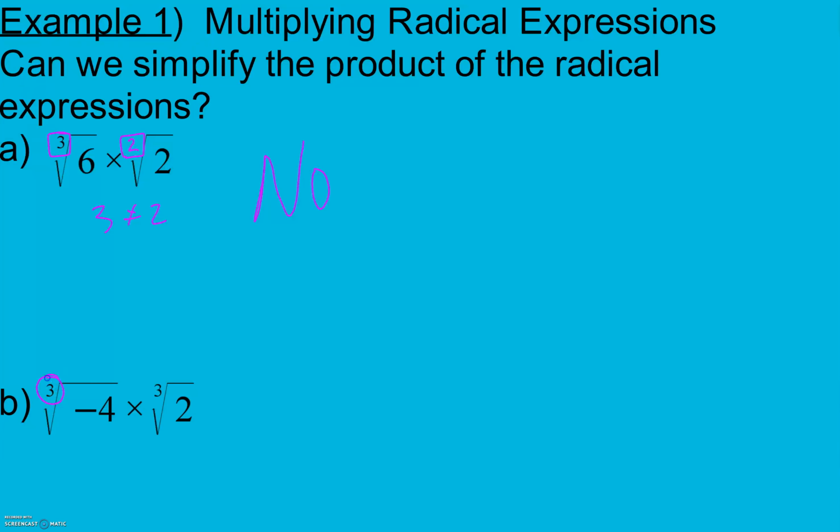If I look at B though, I have a 3 for my index and a 3 for my index. Since I'm taking the cubed root of both, I can go ahead and simplify this. I'm going to rewrite it with one radical, make sure we have our index there. I'm going to take my radicands, negative 4 times 2, with my operation there. Taking the cubed root of negative 8, and we know from section 6.1 that we can reduce that. I need something that multiplies times itself 3 times to get to 8, which is 2, and to a negative, which is negative. So here, yes, we can simplify it. We can actually simplify it all the way down to negative 2.